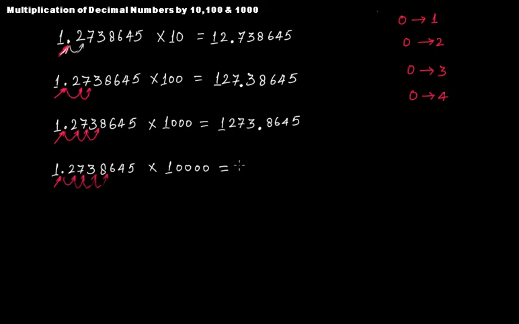So 1, 2, 7, 3, 8, then point. So 12,738.645.